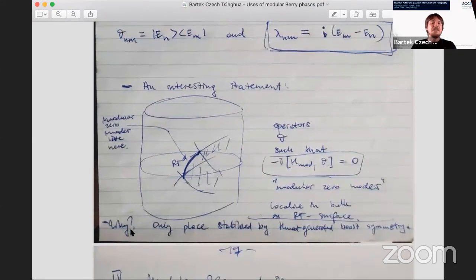And why is that? Because the RT surface is the only place which is stabilized by the modular Hamiltonian generated boost symmetry. Everything else transforms, but the RT surface stays fixed under the boost symmetry.